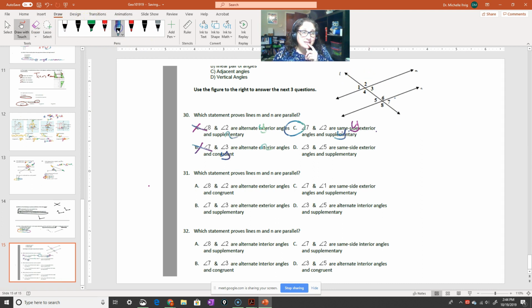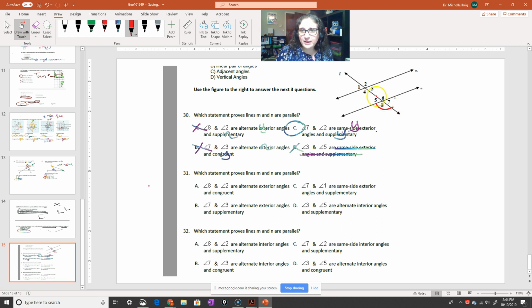Choice D says angle 3 and angle 5 are same side exterior. They're not. They are alternate interior, and they're also congruent, not supplementary. Okay, which statement proves lines M and N parallel? I guess we're doing this again. Now we're going to look at 8 and 2. Are these literally the exact same questions?